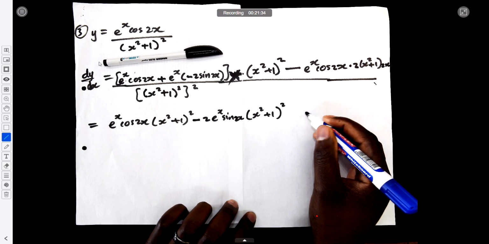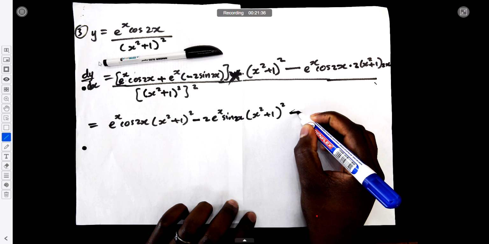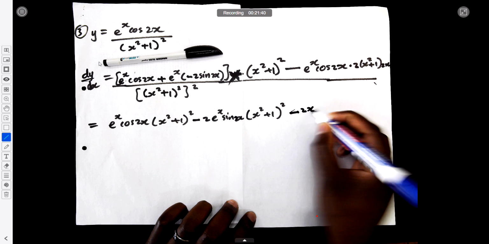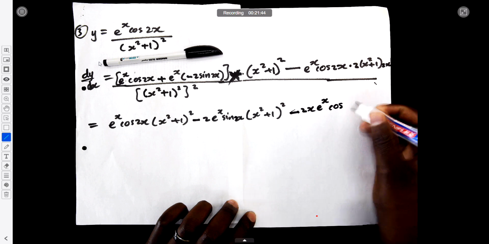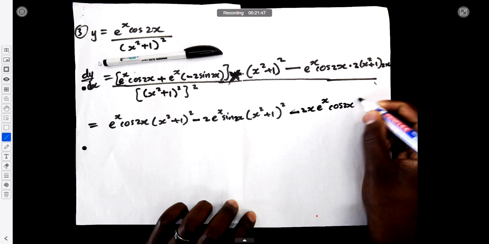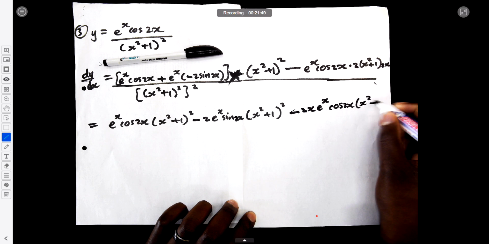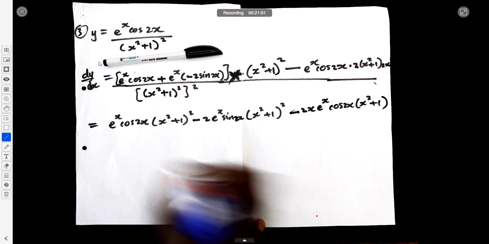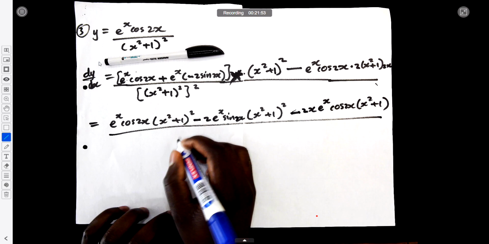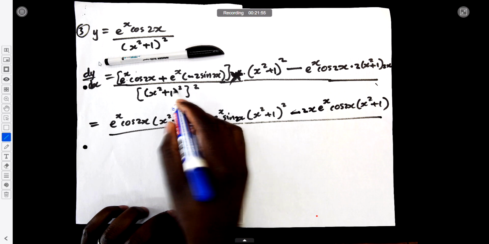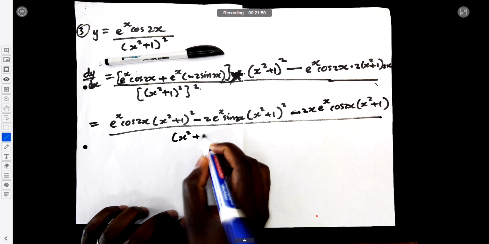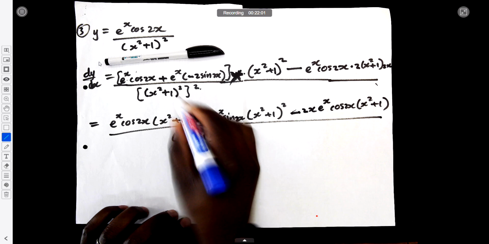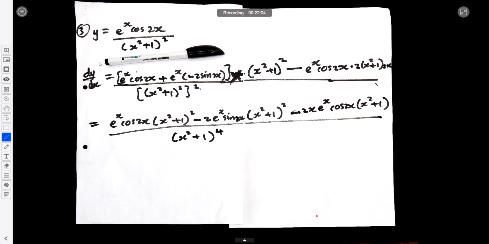Then the last term there, I think, is negative 2x e to the power of x cos 2x in bracket x squared plus 1, all divided by, taking out the bracket, the exponents multiply each other, you're going to have x squared plus 1, all to the power of 4, because 2 times 2. So we'll have that.